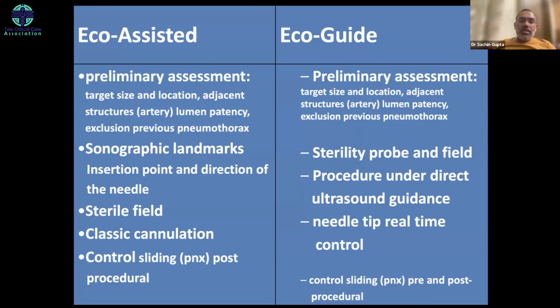You prepare a sterile field, but the most important thing is you are doing a classic cannulation, as simple as blind cannulation. In your traditional landmark technique, if you have to insert an IJV, you look at the triangle of the sternocleidomastoid, with one side being the artery, and you puncture at the tip of the triangle. But that is the classical technique. So echo assisted means you know where your vein is, but you don't know how the needle is going to traverse and hit it.